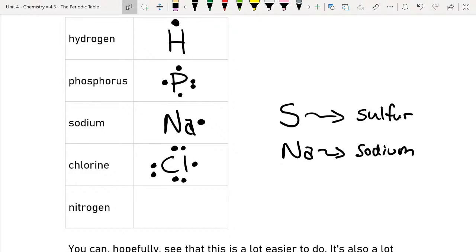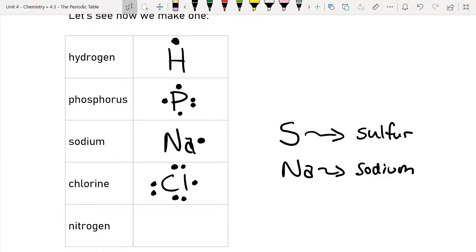Nitrogen. What's the symbol for mercury again? Mercury is Hg. All right, nitrogen, what do we got? What's its symbol? N. And how many electrons in its outermost shell? 5. Very good. 1, 2, 3, 4, 5.